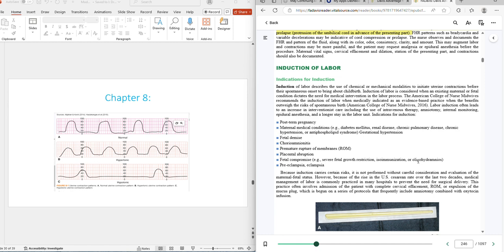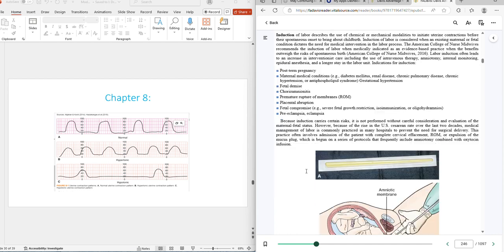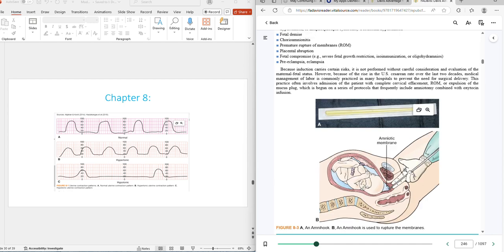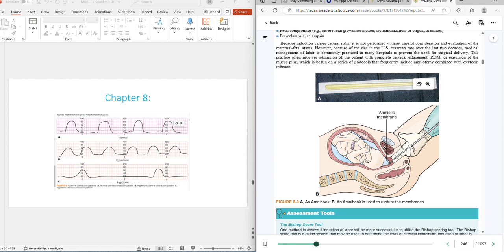Oligohydramnios is a term where there's not a lot of amniotic fluid. Polyhydramnios is the other term that means there's too much fluid, or IUGR, or fetal growth restriction. IUGR is intrauterine growth restriction. And preeclampsia. This is an amni hook. So I'll show you one of these in class. This is what they use to break the water. It's just like a little piece of plastic, and it has a little sharp tip on the end of it. And you use that to break the balloon, to break that amniotic membrane.